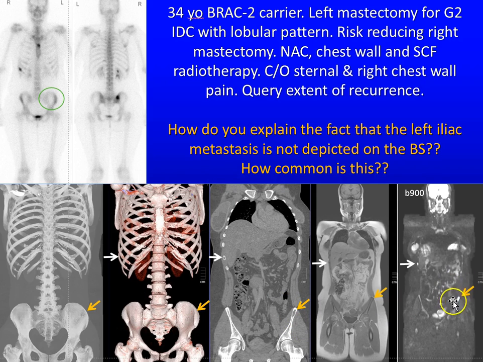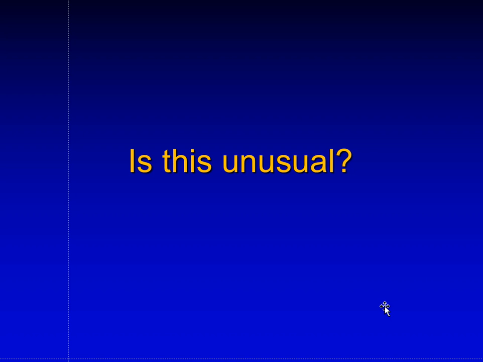Here it is confirmed on the high B value image, not so well seen on the T1 weighted gradient echo image. So how do you explain the fact that this metastasis anteriorly in the left is not depicted on the bone scan, but is seen on the diffusion weighted sequence, and how common is this?